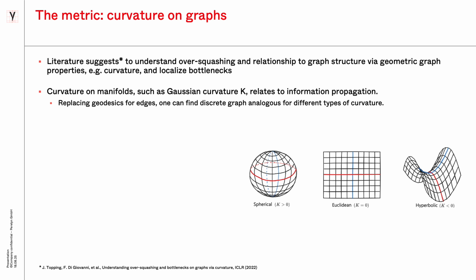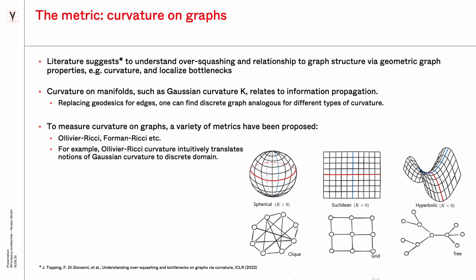And as we've heard, what we can nicely do is create these analogies between continuous curvature on continuous manifolds, and then have these analogous mappings to the discrete domain. There's also a number of interesting curvature measures on graphs, in particular the Olivier-Ricci curvature. Intuitively, it translates this notion of the Gaussian curvature to the discrete domain, but there are also others. And so that's something we looked into.